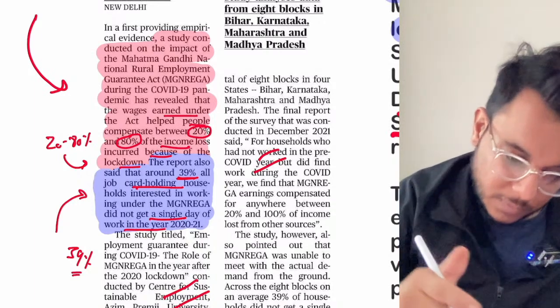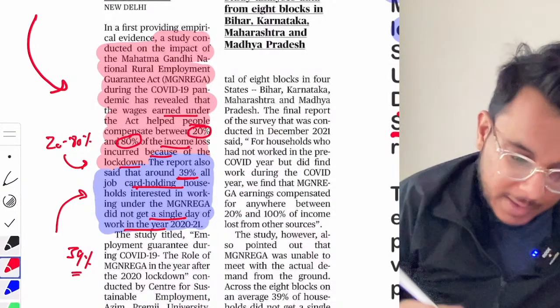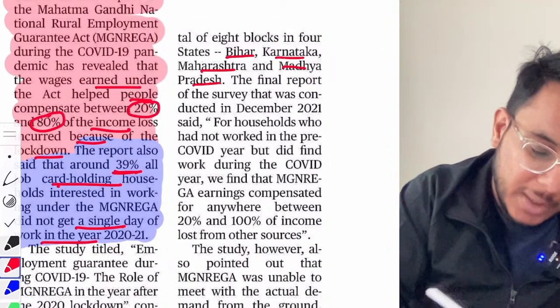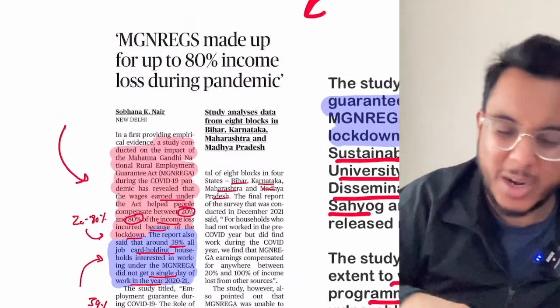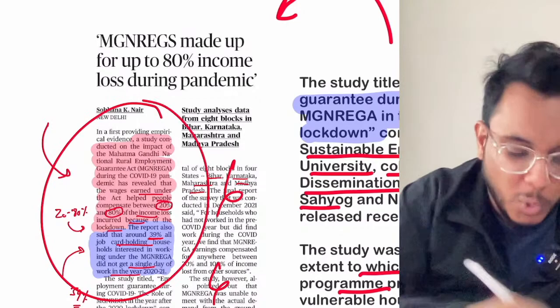Now the team had surveyed 8 blocks in 4 states: Bihar, Karnataka, Maharashtra, Madhya Pradesh. That is something that has happened, but that is not something which you need to see. So this is the most important finding.